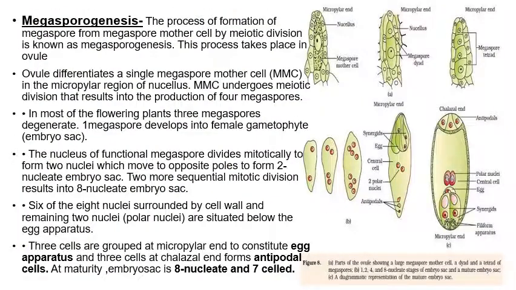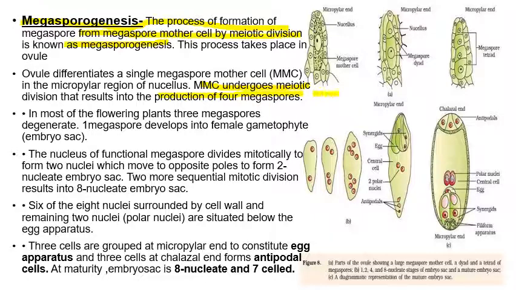So students, as we have discussed the megasporangium, now we'll discuss megasporogenesis. Megasporogenesis is the process where the megaspore mother cell, also called MMC, does meiotic division, and this process is called megasporogenesis. When the MMC undergoes meiotic division, it forms four haploid megaspores. Here you can see in this diagram.